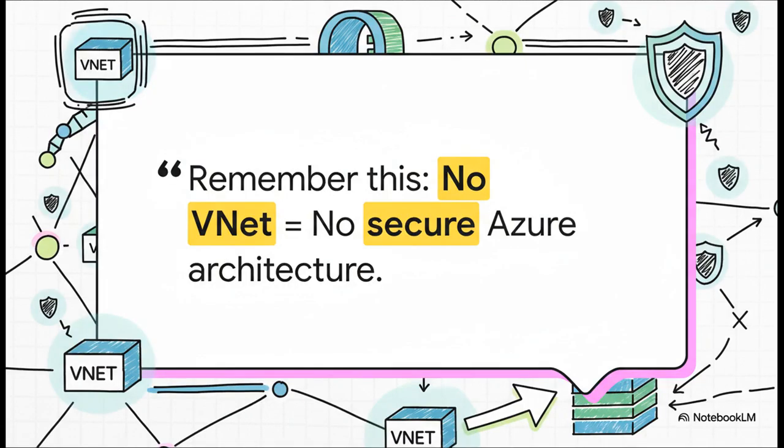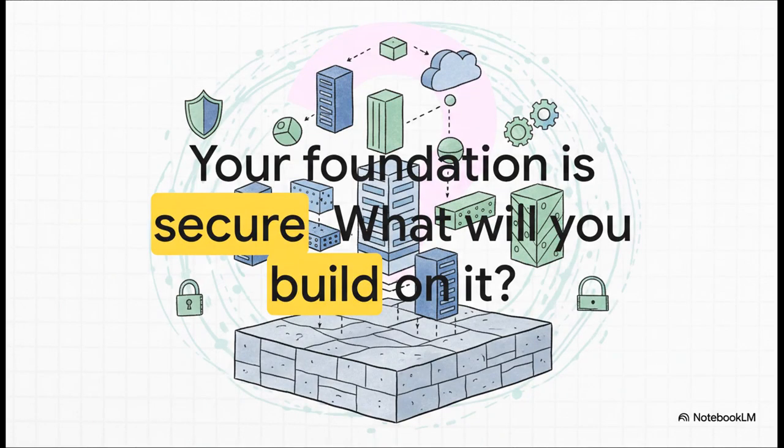So let's be absolutely crystal clear. This is the one thing you have to walk away with. If you don't have a properly configured VNet, you do not have a secure architecture in Azure. Period. End of story. It is the foundation that absolutely everything else rests on. So, just by shifting our thinking from a simple network to a private data center, we've laid that non-negotiable foundation of security. And the only question left is, now that your foundation is rock solid, what amazing things are you going to build on it?